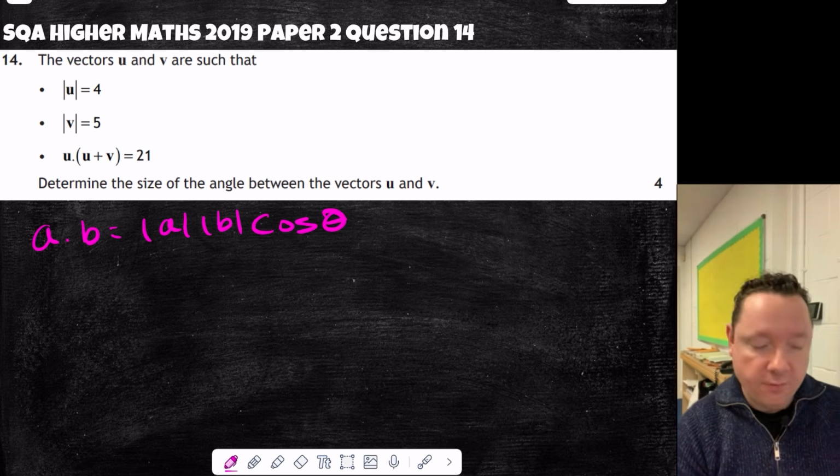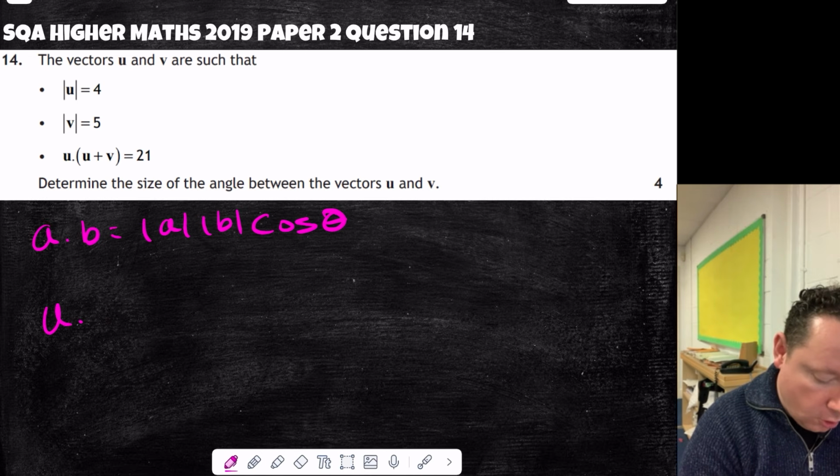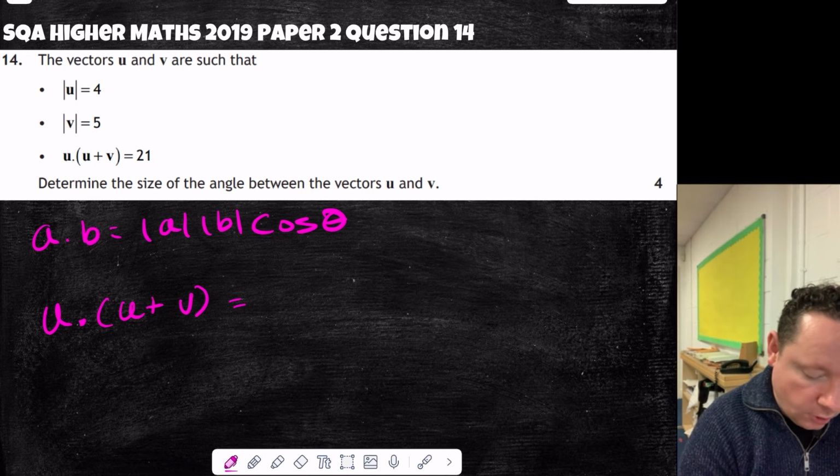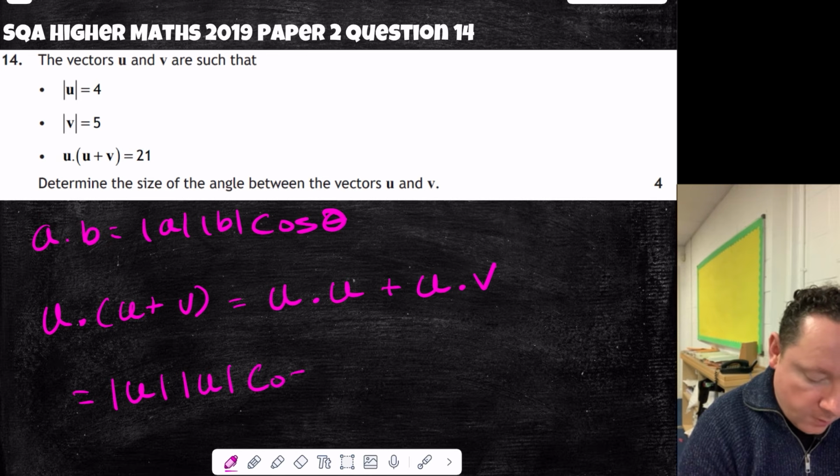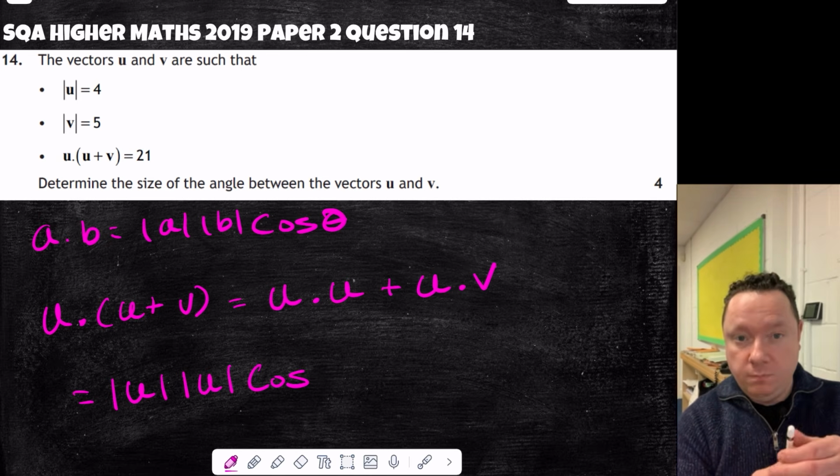So we're going to kind of use that fact. So we've got u dot (u plus v), well we can expand that just by saying we've got u dot u plus u dot v. So u dot u is equal to the size of u times the size of u times the cos of theta. But what's the angle in between a vector and itself?